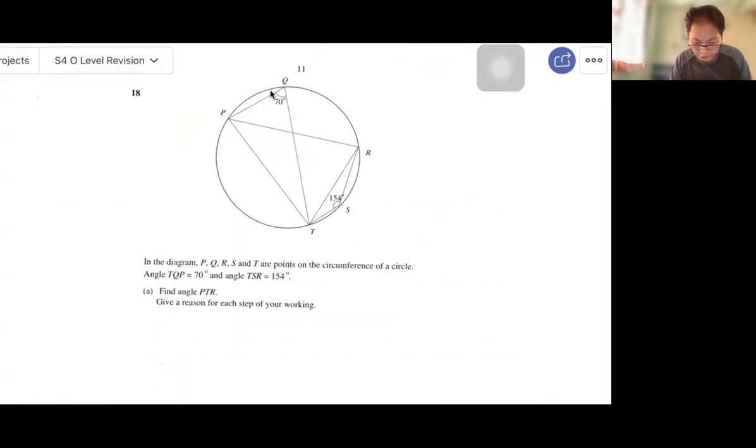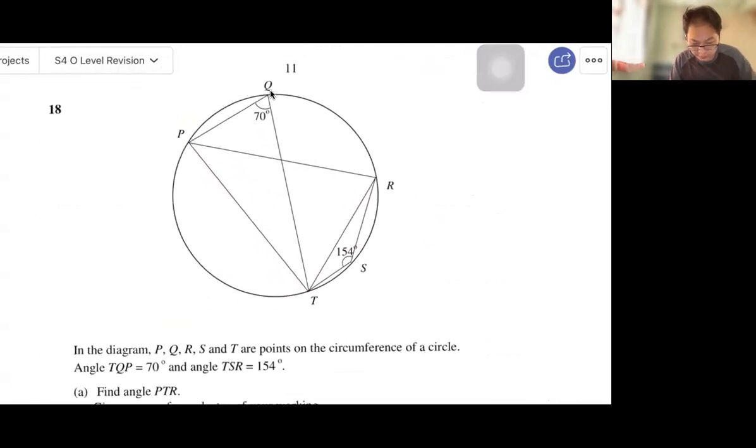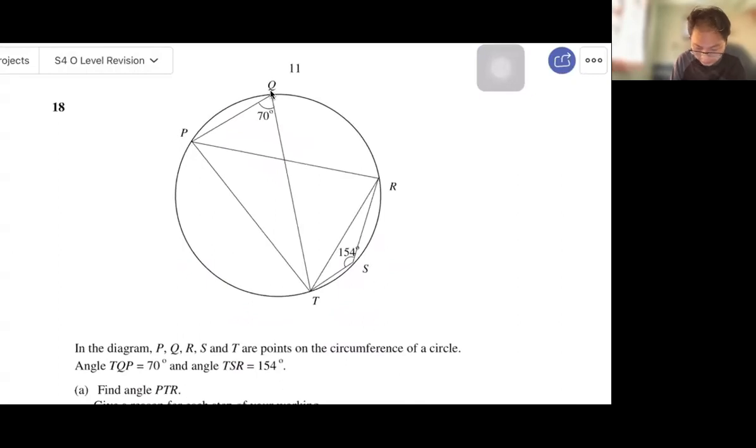Okay, last question, question 18. Find angle PTR. So PTR, you want this. First, this is 70 degrees.